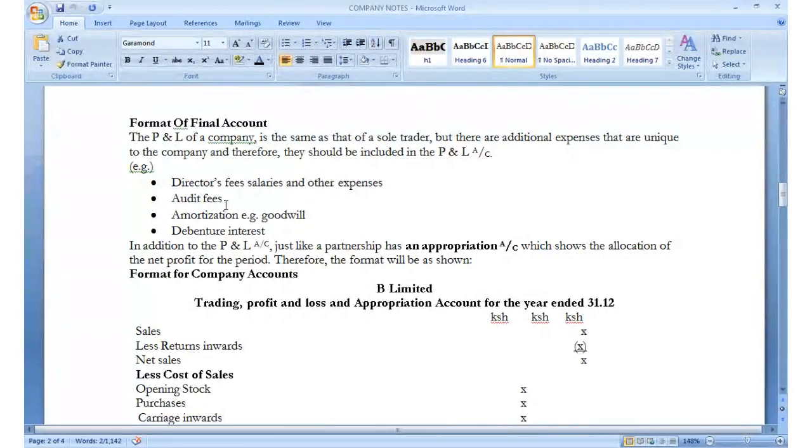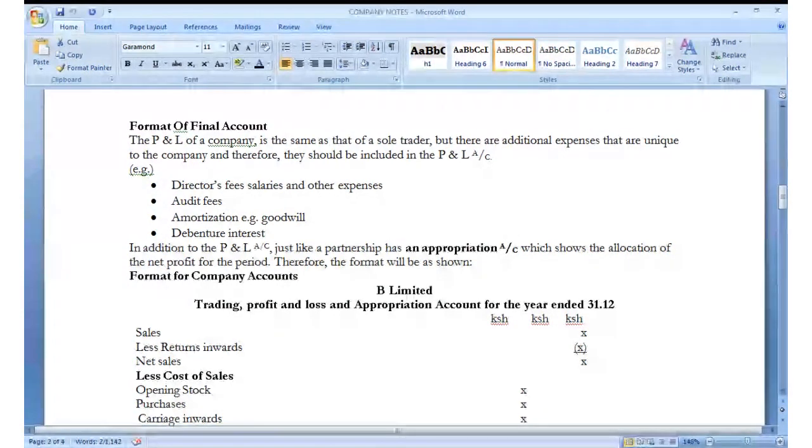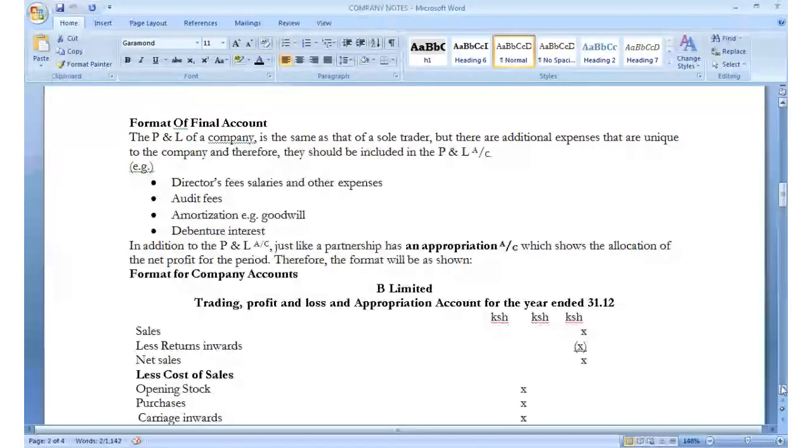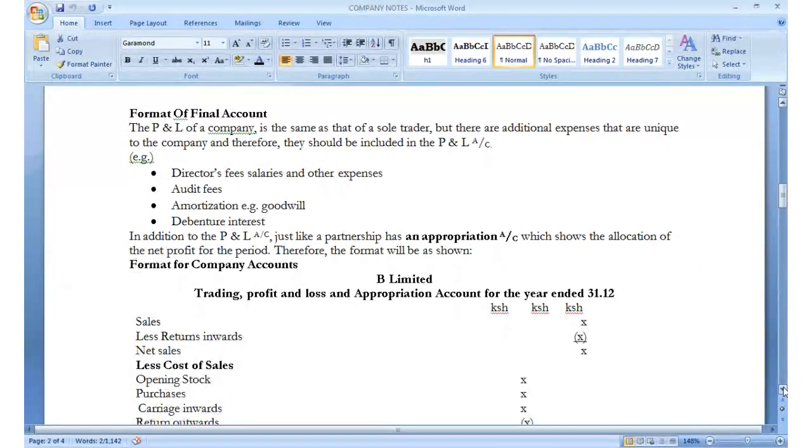Those auditors are paid a fee, and that is what we refer to as audit fees, and it is an expense to the business. Then we are told that another expense is amortization.